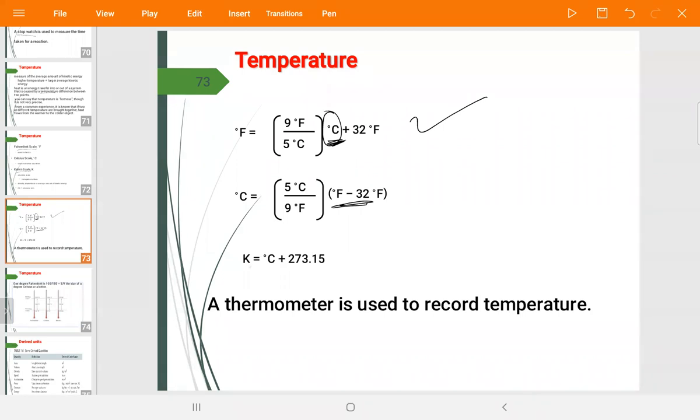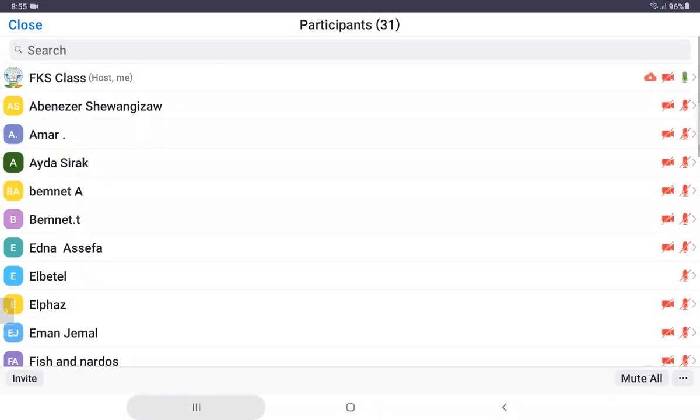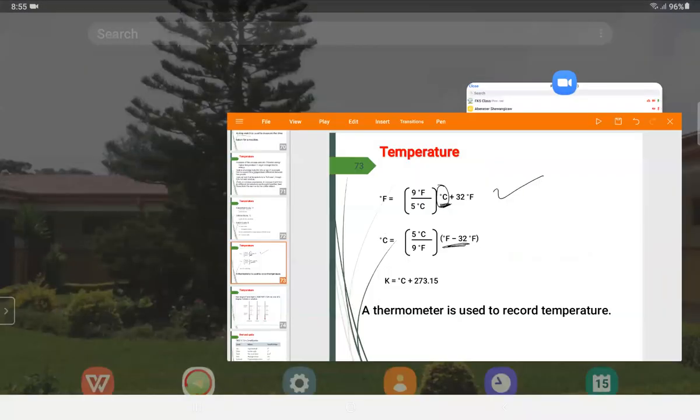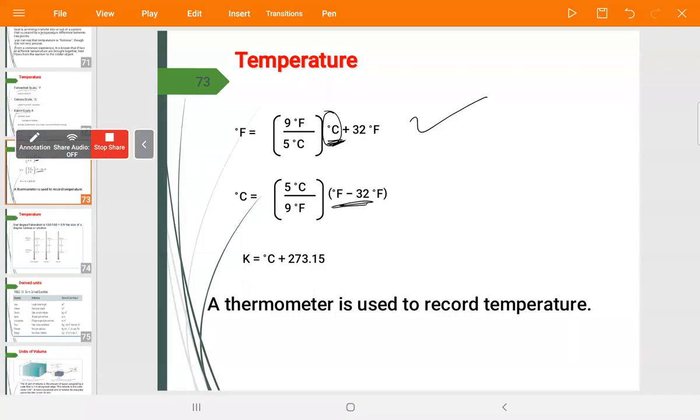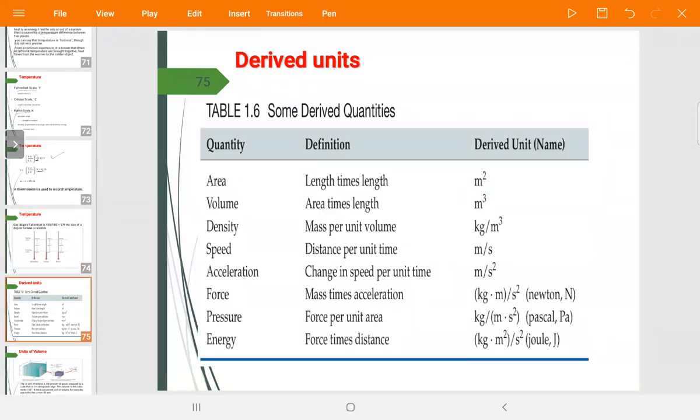And the other is you can convert degrees Celsius into Kelvin simply by adding 273 to the Celsius degree. So in this way, you can convert one scale into the other. This is very simple. Let us practice, and let's see this with an example. Okay, before I proceed to that, let's discuss some derived quantities.